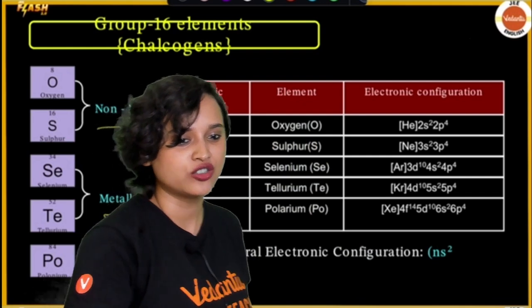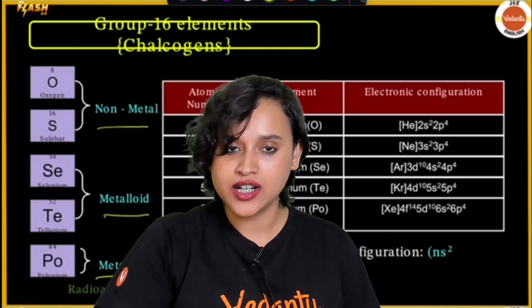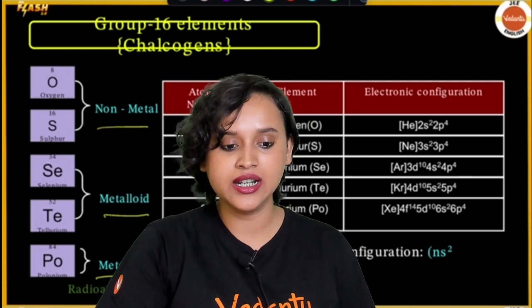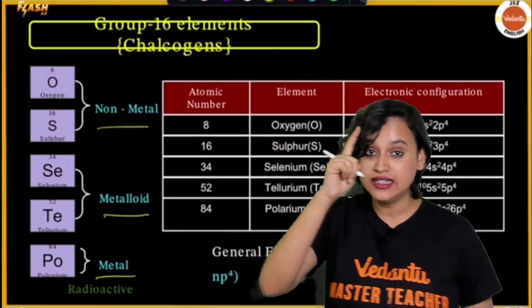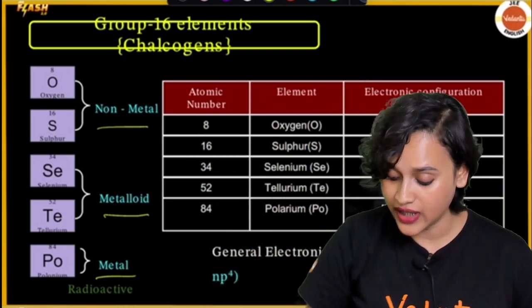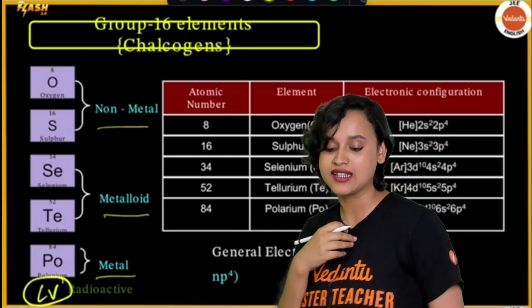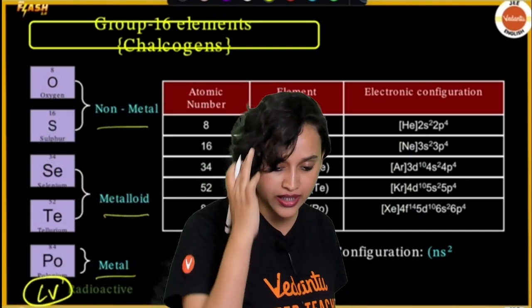Anyway, guys, moving on. Let us have a look at their general electronic configuration. Ah, I remembered it. The synthetic radioactive element is livermorium, Lv. Livermorium is the synthetic radioactive element.